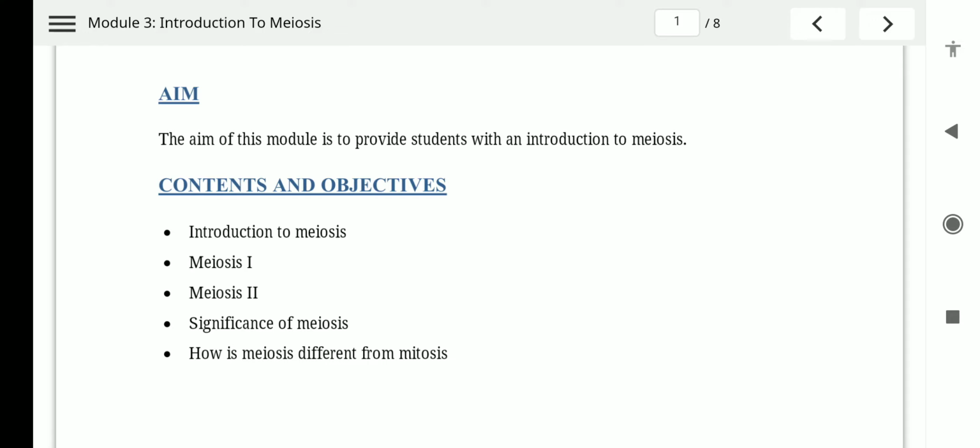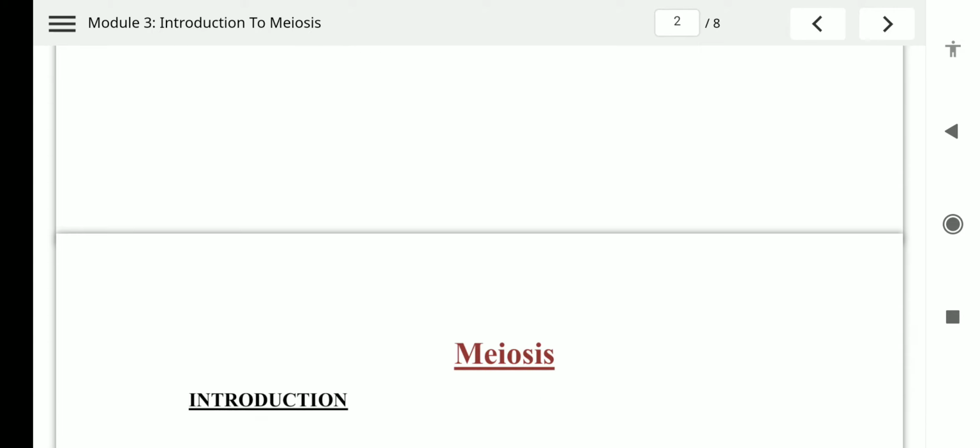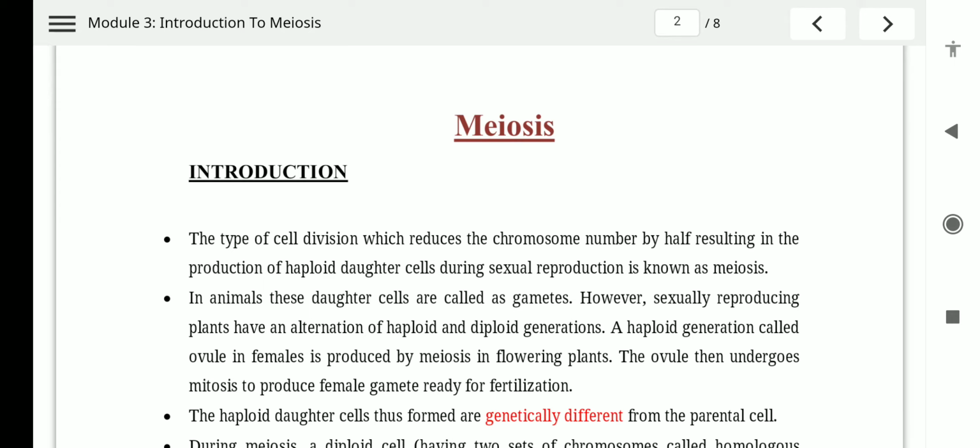So, now let's look at meiosis cell division. Students, in this cell division the number of chromosomes is reduced. The type of cell division which reduces the chromosome number by half, resulting in the production of haploid daughter cells during sexual reproduction, is called meiosis.